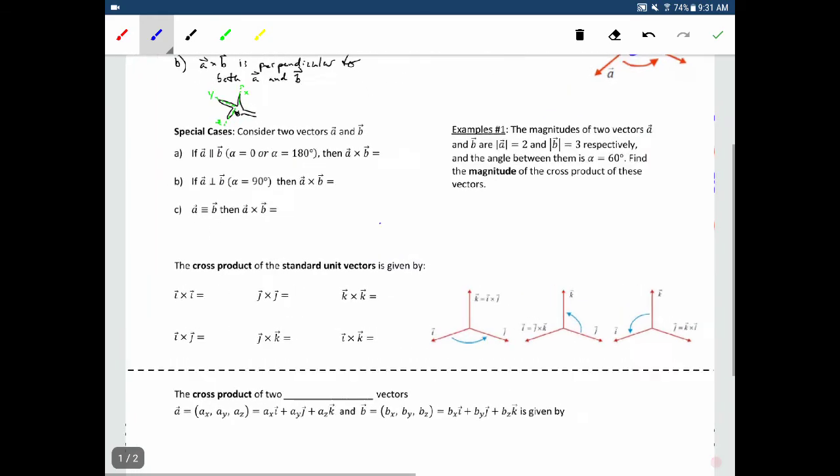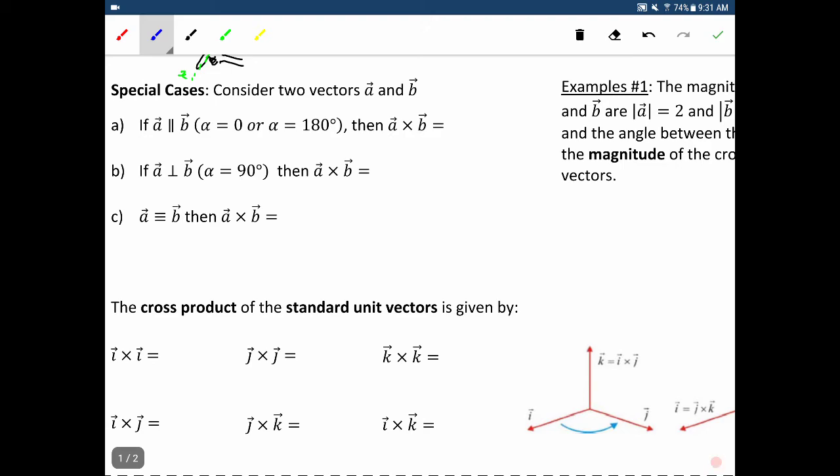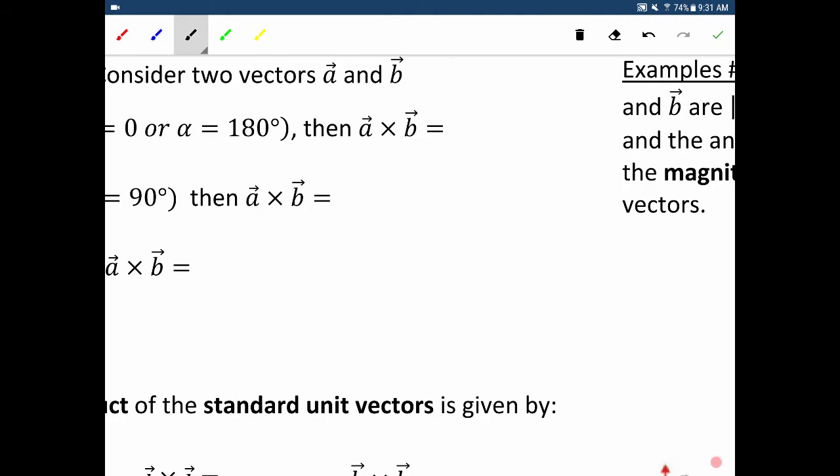So there are some special cases here. If A and B are collinear, and it doesn't matter if they're going in the same direction or not, as long as they're collinear, so alpha is equal to 0 or 180, then the cross product of these two vectors would just be equal to 0. More specifically, it would be the 0 vector, because it is a vector value.